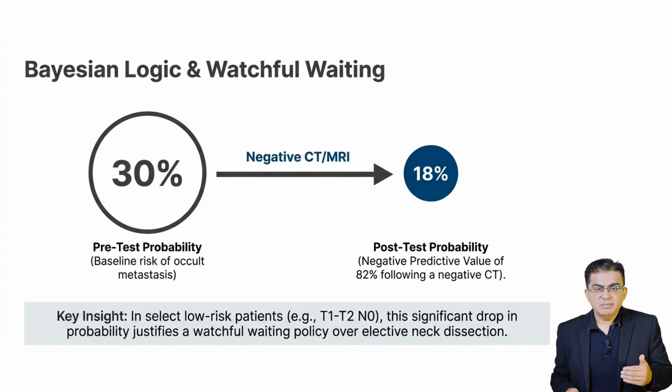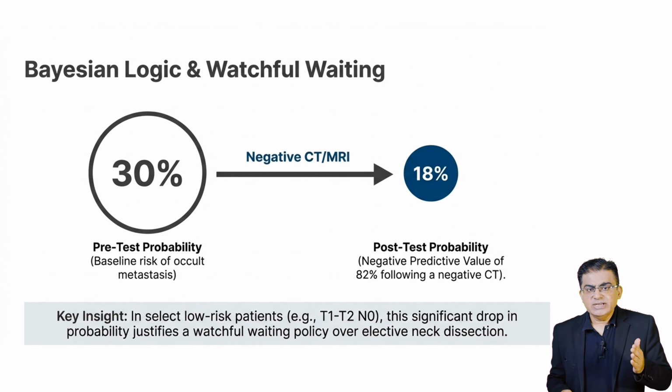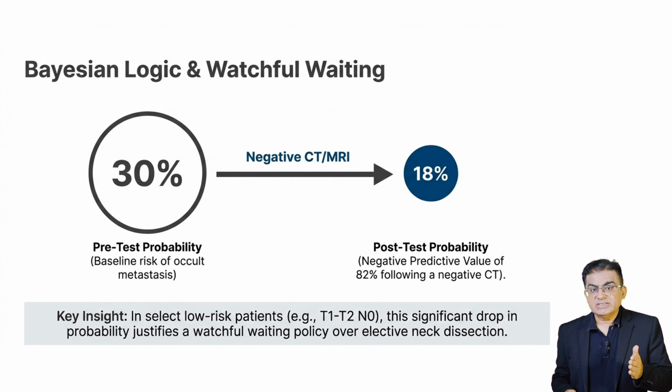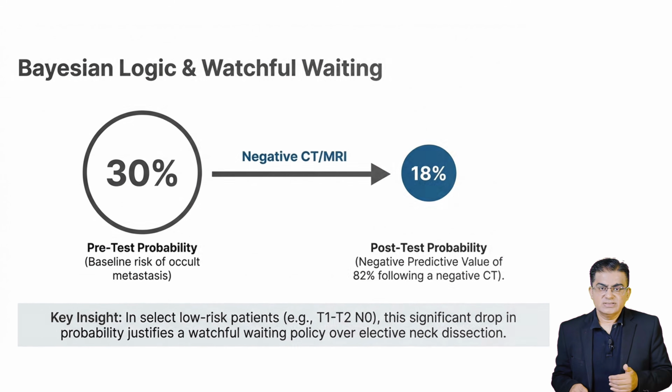Why does that number matter? Because 20% is our surgical threshold. In select low-risk patients, like an early T1, T2 lesion, dropping the risk below 20% clinically justifies a watchful waiting policy over subjecting the patient to elective neck dissection.